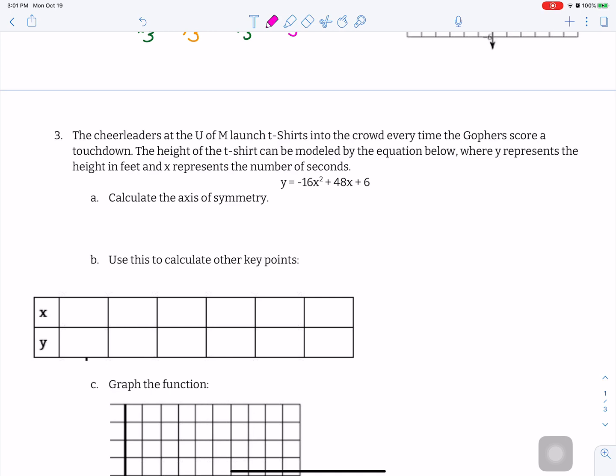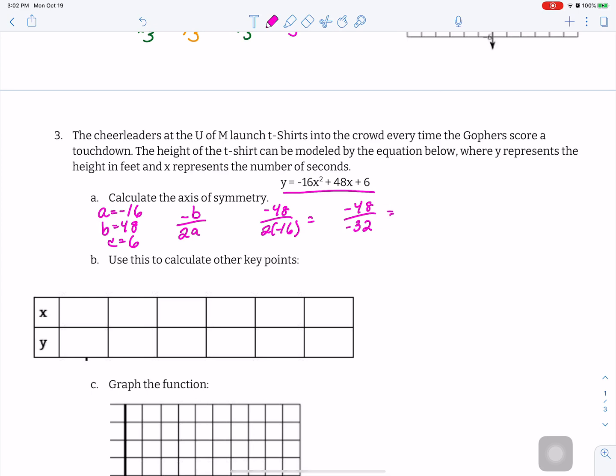It says the cheerleaders at U of M launch T-shirts into the crowd every time the Gophers score a touchdown. The height of the T-shirt can be modeled by the equation below, where y represents the height in feet and x represents the number of seconds. All that other stuff doesn't really matter. Really what we're looking at is, here's my equation. My A is equal to negative 16, my B equals 48, and my C equals 6. I'm still using the opposite of B over 2A. So it's going to be negative 48 over 2 times negative 16. So negative 48 over negative 32.